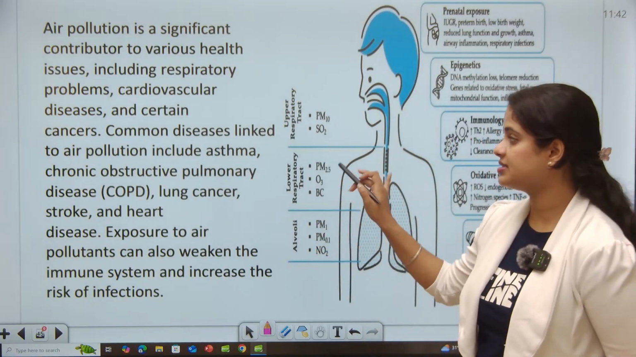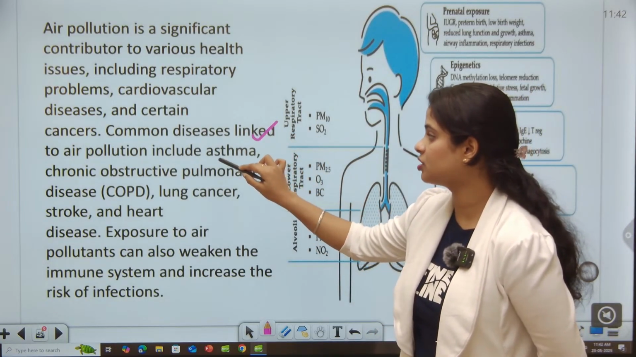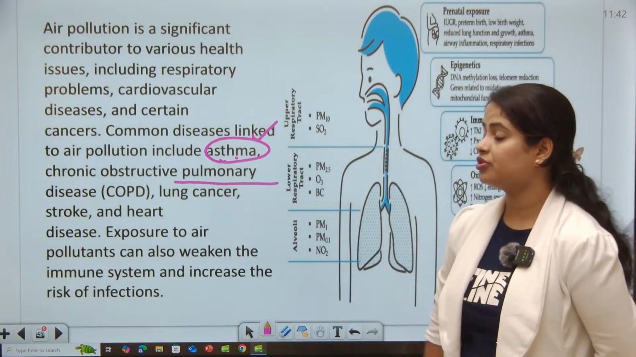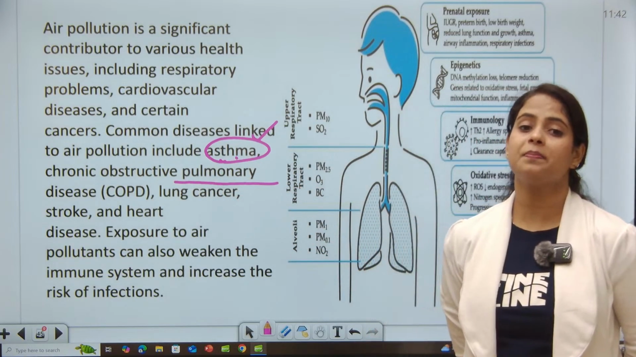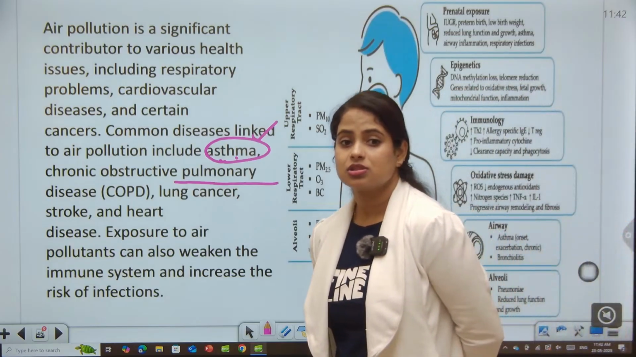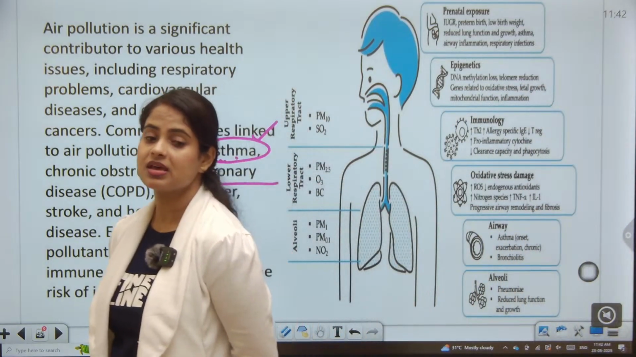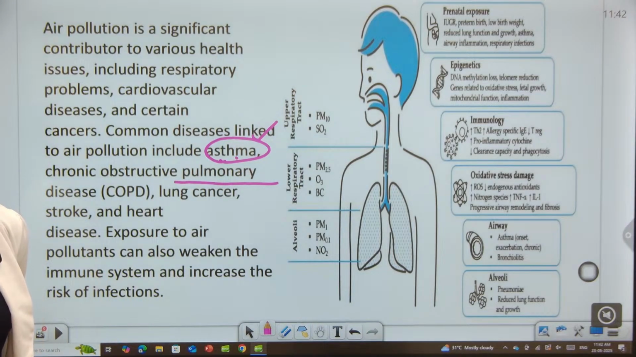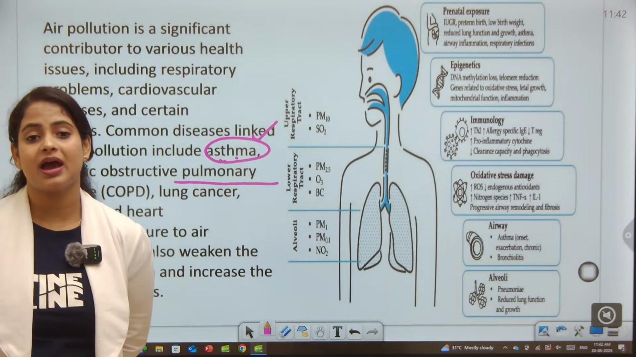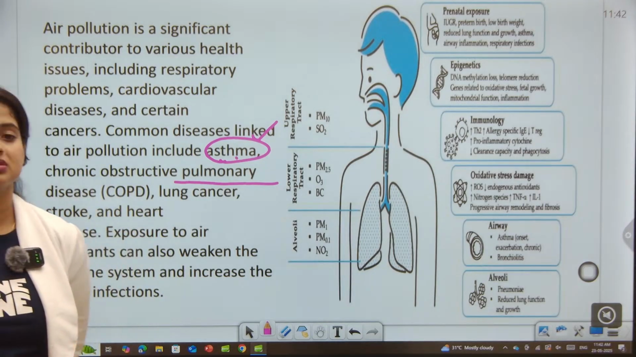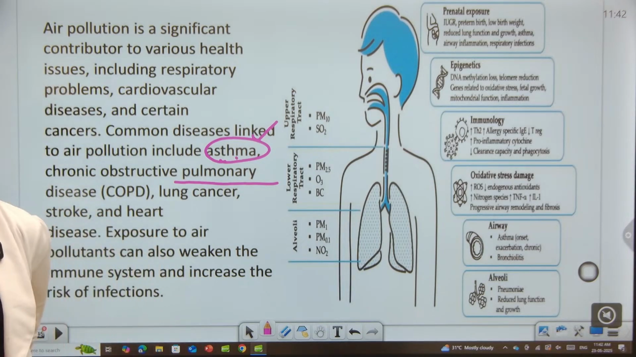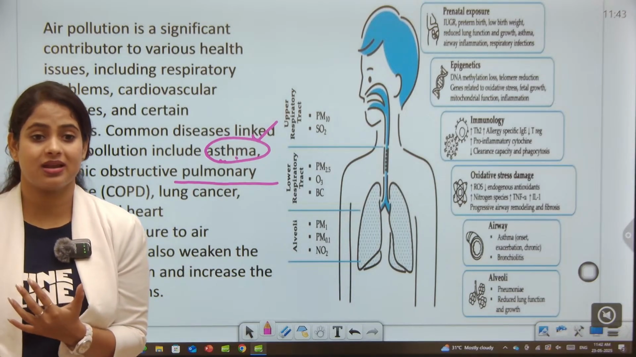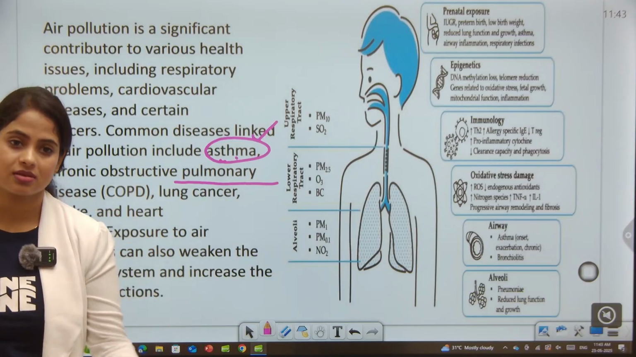Common diseases linked to air pollution include asthma, chronic obstructive pulmonary disease, that is COPD, lung cancer, stroke and heart disease. Exposure to air pollutants can also weaken the immune system and increase the risk of infection. So through air pollution, the directly related disease mainly that is famous, that is asthma.